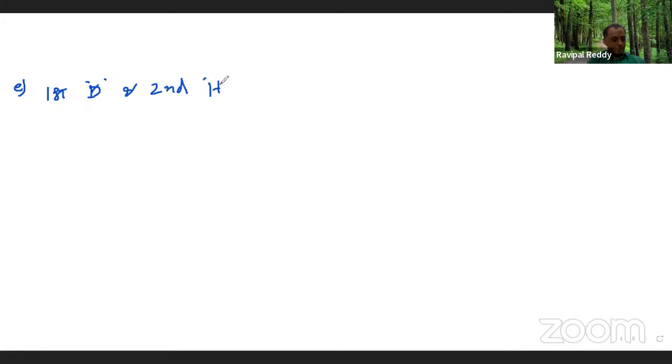Find the answer. First card diamond, second card heart. What is your answer?